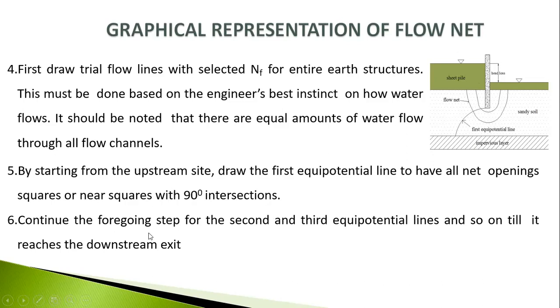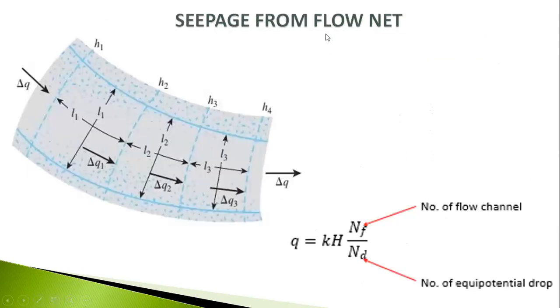Continue the foregoing steps for the second and third equipotential lines and so on. So now we have to draw another one. We have to gradually draw the 2nd, 3rd, 4th equipotential lines. So here we can see how much discharge, how much water will percolate as seepage. Here the flow line and equipotential line basically intersect at 90°.